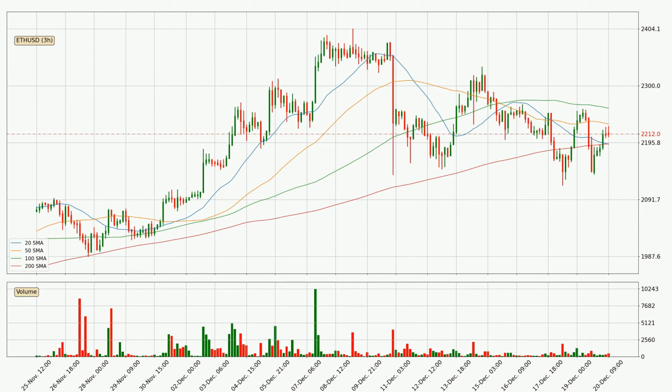Looking at the 3-hourly simple moving averages, the price has crossed the 50 SMA downwards, but the volume wasn't very high, which means it is not a very strong signal. At the moment, the price is between the 200 and the 50 SMA. If the price bounces off the 200 SMA, which is currently at 2,194, it could be seen as a support, and the 50 SMA, that is at 2,230, could be perceived as a resistance to the upside.